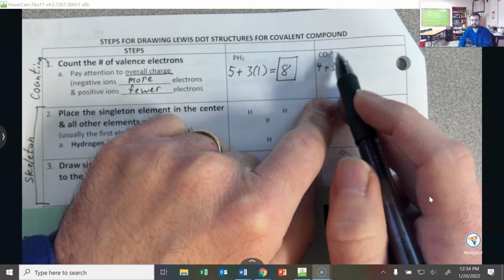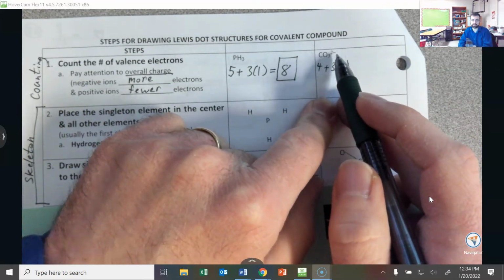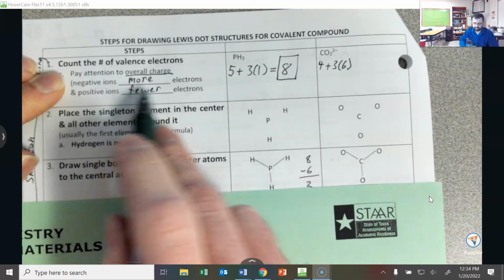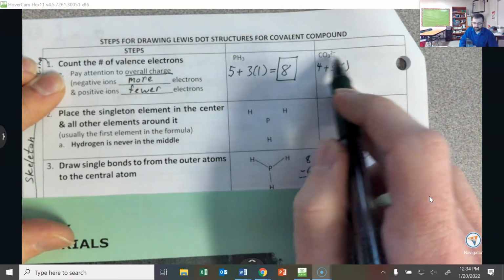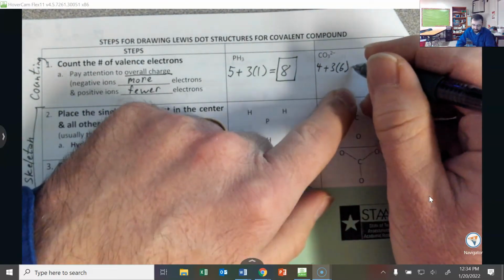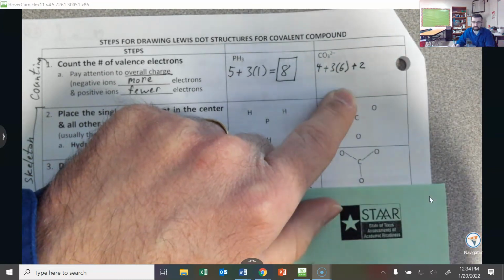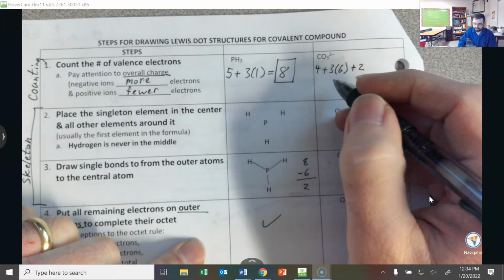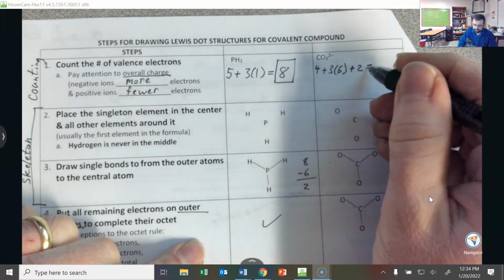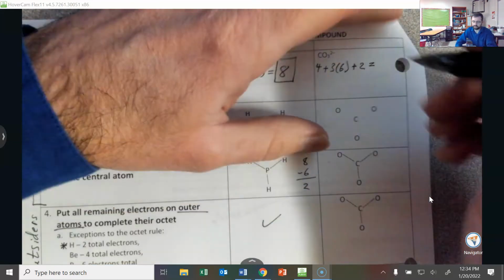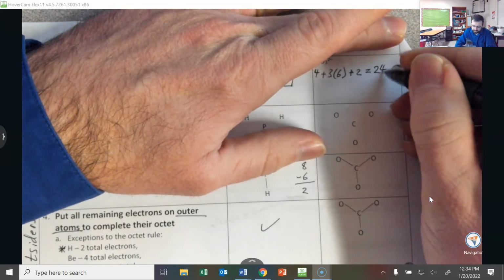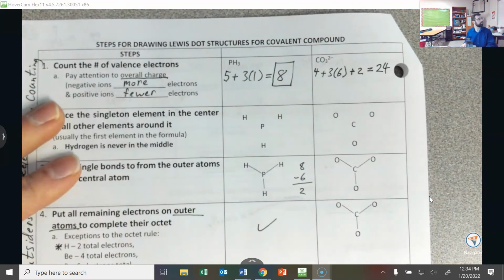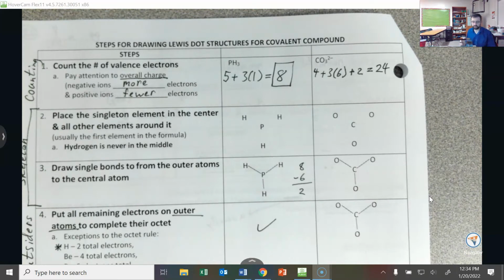But this -2 charge tells me that I have extra electrons. Remember, negative ions have more electrons. It has 2 more electrons, so I'm going to have 2 extra electrons. Now we're going to add those together. 6 times 3 is 18, plus 2 makes 20, plus 4 makes 24. 24 electrons to work with.